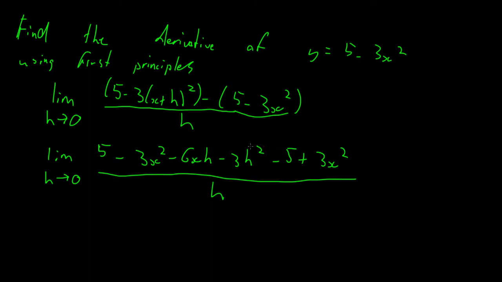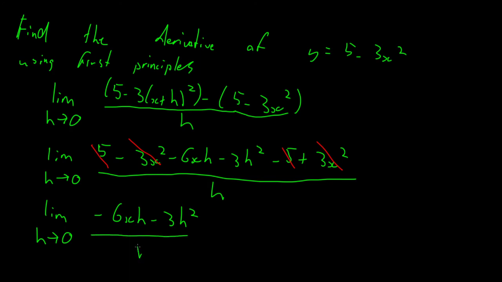I'll again switch to red just to show. Cancel, cancel, cancel, cancel. And we're left with, oh my god, I keep forgetting. Minus 6xh minus 3h squared all on h.